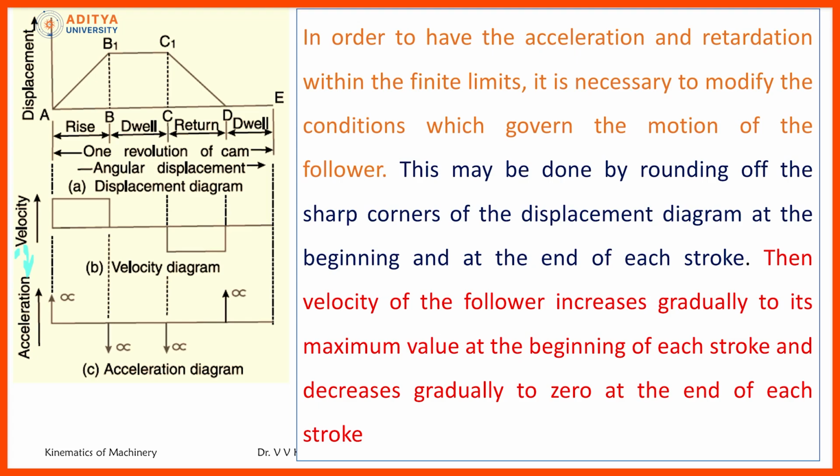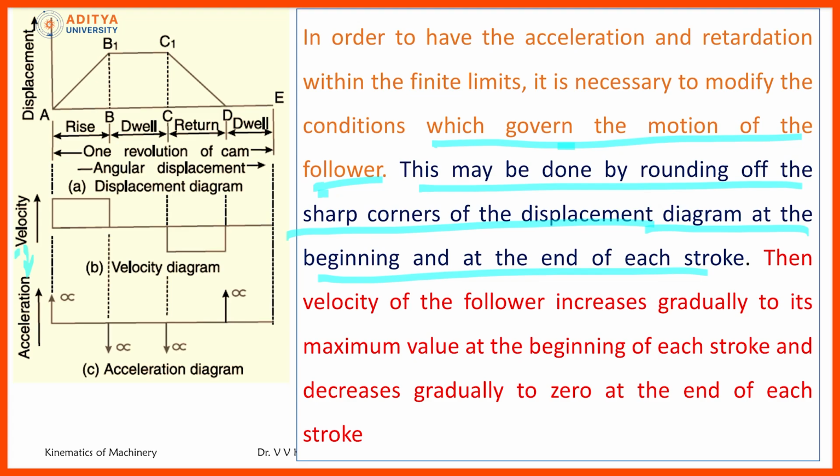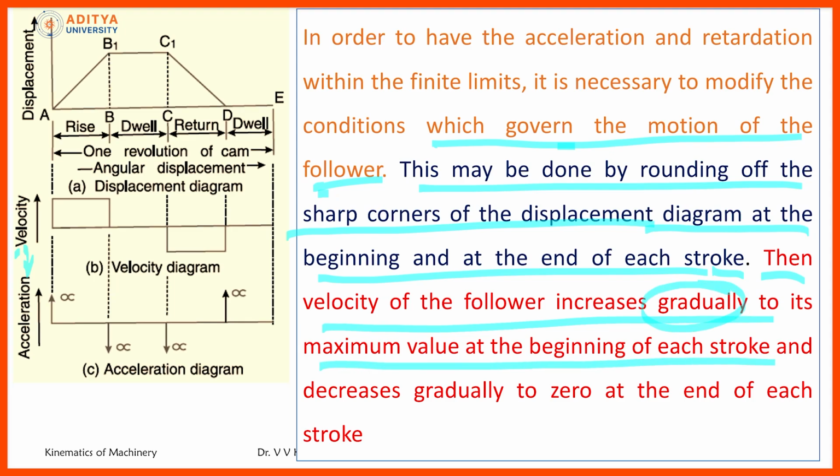So there will be some modifications which govern the motion of the follower. This may be done by rounding up the sharp corners of the displacement diagram at the beginning and end of each stroke. Whenever there is a sharp edge, the velocity has to rise within no time, but if I round it off, there will be some smoothing of the curve. Then the velocity of the follower increases gradually to its maximum value at the beginning of each stroke and decreases gradually to 0 at the end of each stroke.